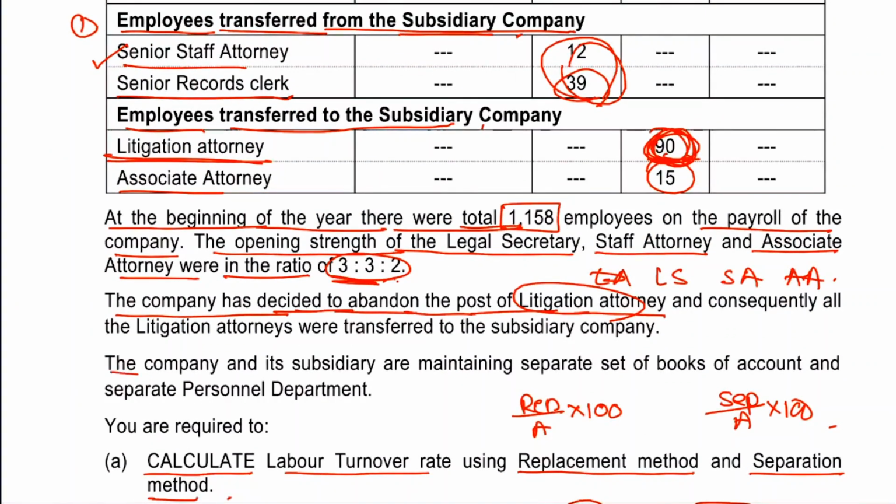now the company and its subsidiary are maintaining separate set of books of accounts and the separate personnel department. So the ratios and all are calculated differently by me and my subsidiary company, so I will show that separation. Me and my subsidiary company are different for accounting purpose and all करके, ठीक है. Now having done this, few answers you can get.